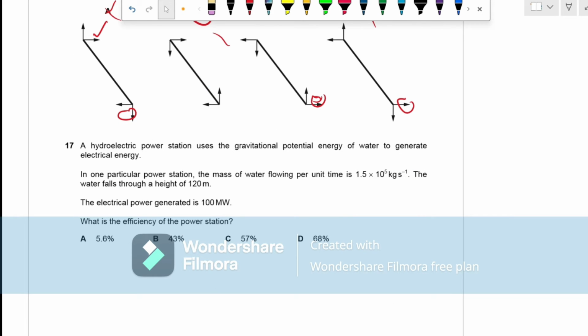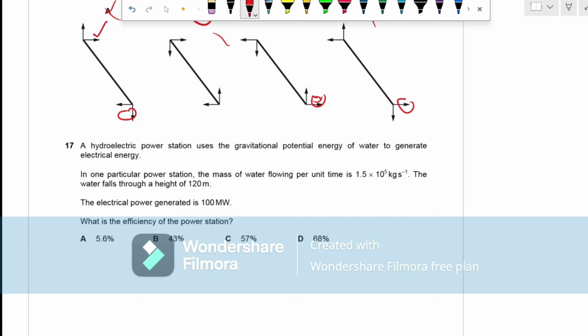Okay, 17. A hydroelectric station. We have a hydroelectric station that's going to use gravitational potential energy. So it's going to consist of a dam. We have a very popular dam in Zimbabwe, the Kariba Dam, a very good source of hydroelectric power. And we've been told that it's going to use gravitational potential energy.